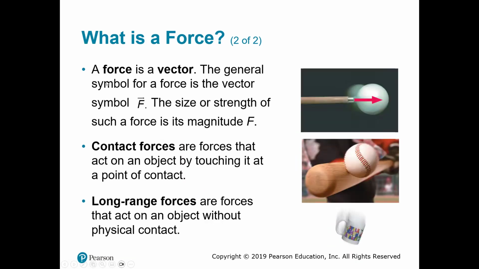A force is again a vector. What does that mean? A force has a magnitude and a direction. That's why we sometimes draw a force with the vector sign. The size or strength of such a force is the magnitude F, without the vector sign. Sometimes we have a contact force, a force that acts on the object by touching it, or sometimes we have a long range force without any physical contact.